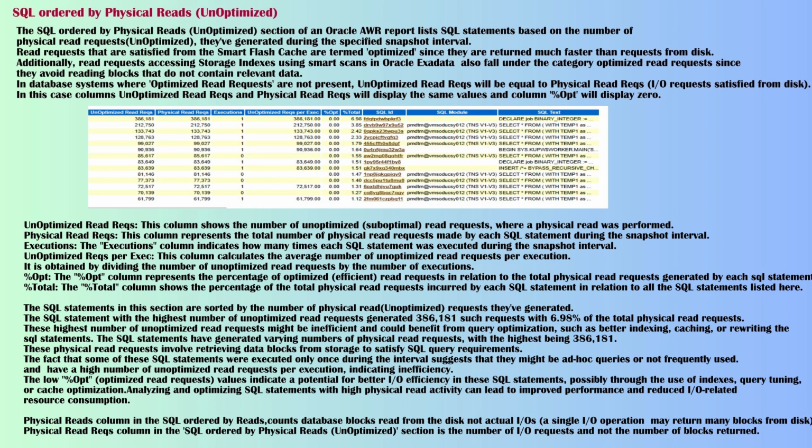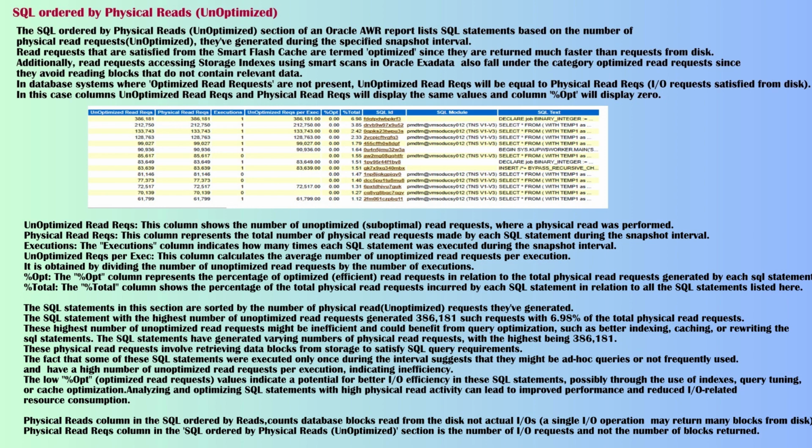Unoptimized recs per exec: this column calculates the average number of unoptimized read requests per execution. It is obtained by dividing the number of unoptimized read requests by the number of executions. %opt: the %opt column represents the percentage of optimized, efficient, read requests in relation to the total physical read requests generated by each SQL statement. %total: the %total column shows the percentage of the total physical read requests incurred by each SQL statement in relation to all the SQL statements listed in this section.